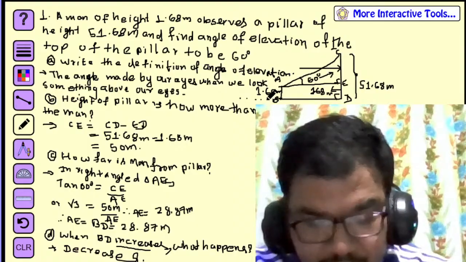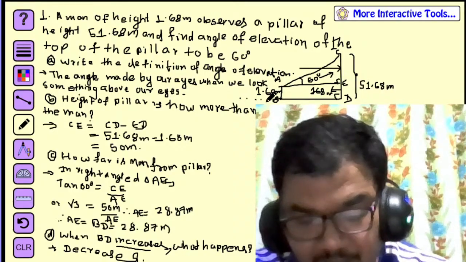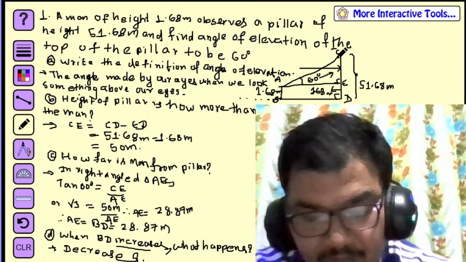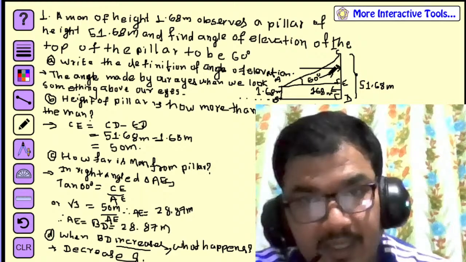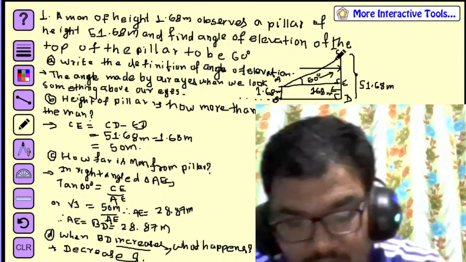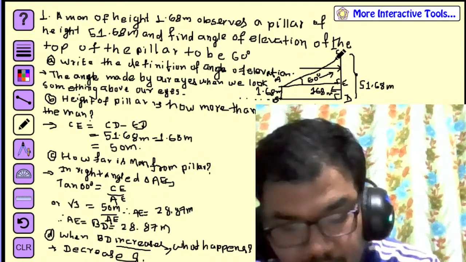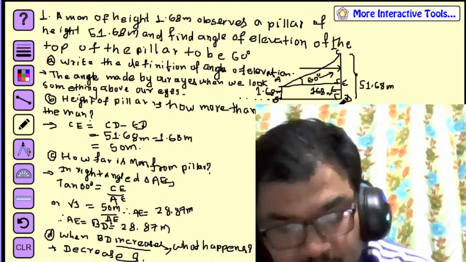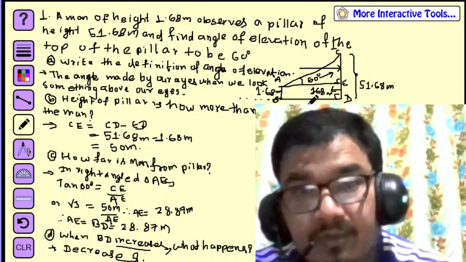But look here, when the distance between the man and the pillar decreases, when this comes towards this side, when this distance decreases, then the angle will increase. The angle of elevation increases when the distance between the man and the pillar decreases. Don't forget that one.